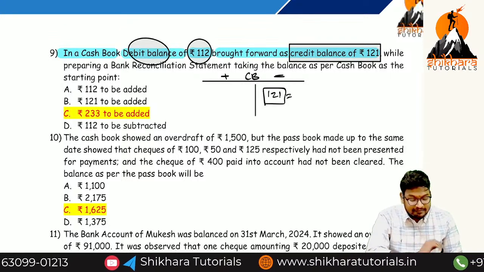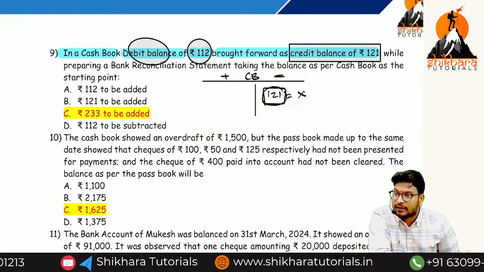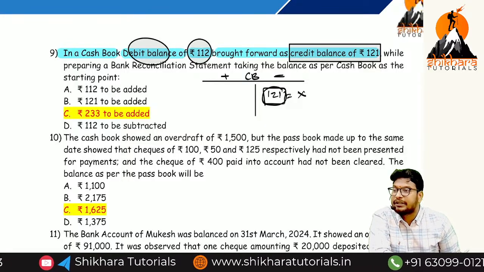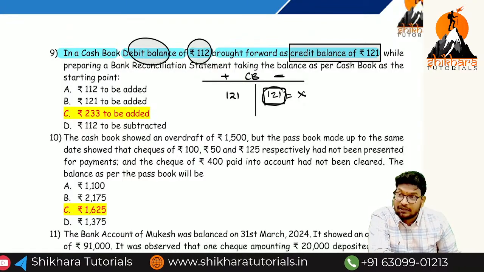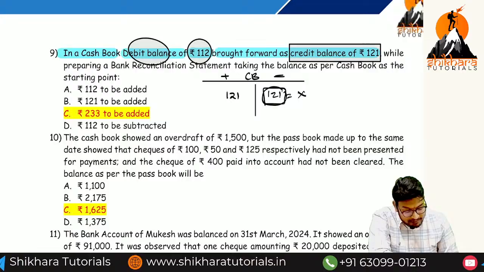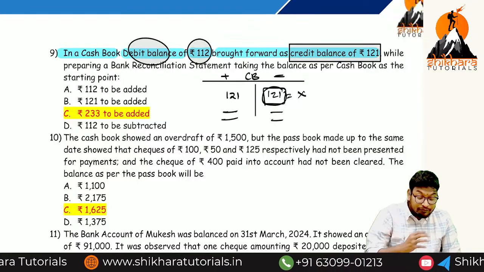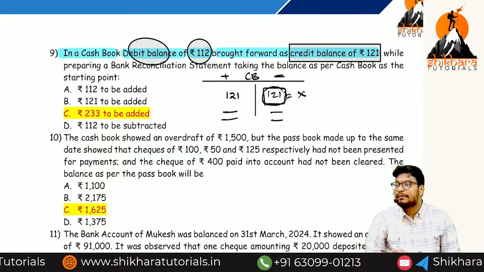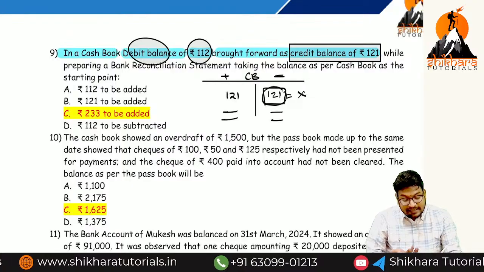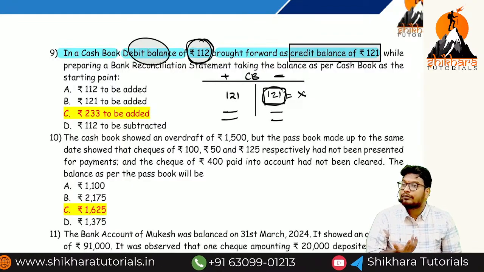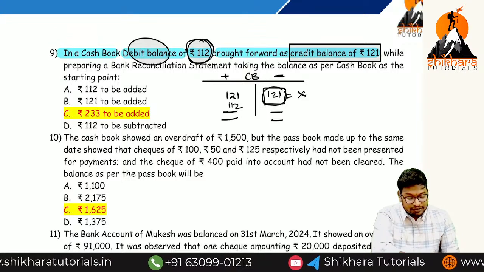In order to cancel the credit of rupees 121, this is a wrong entry. In order to cancel the credit, which side do we need to record? Debit side. How much do we need to record, ma? 121. If you record only 121, the balance will be equal, yes or no? There is no balance at all. But we have to maintain which balance? Debit balance or credit balance? In order to maintain the debit balance, how much extra amount do we need to record? 112 extra amount.